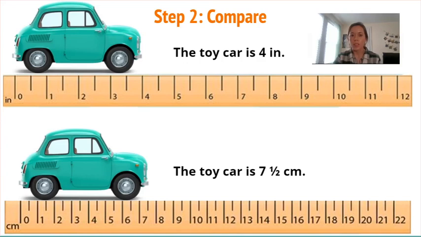All right, so here we can see side by side that the toy car is 4 inches, or we can say that the toy car is 7.5 centimeters. So now that we know that, how can we relate that? How do we relate this comparison? Let's see.